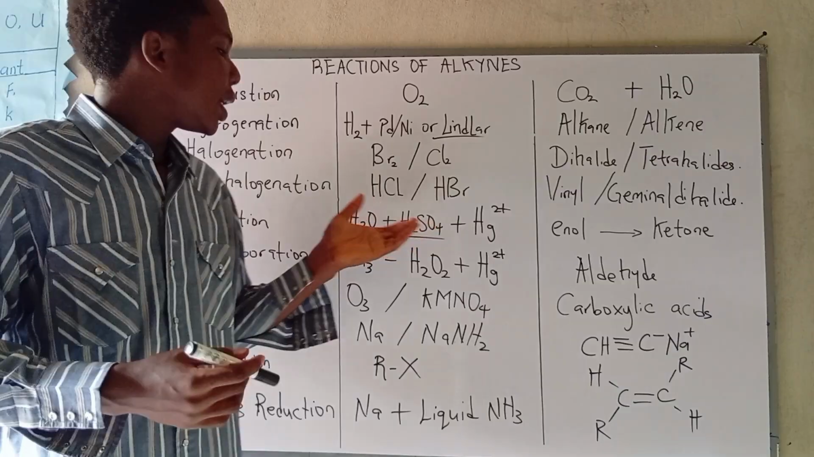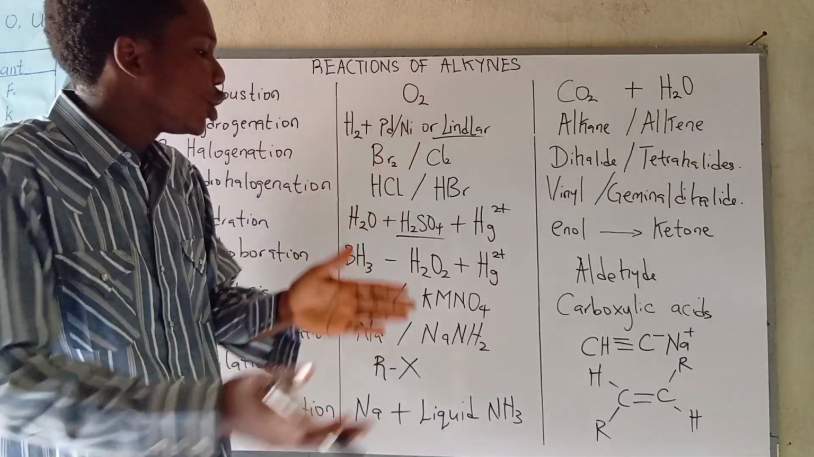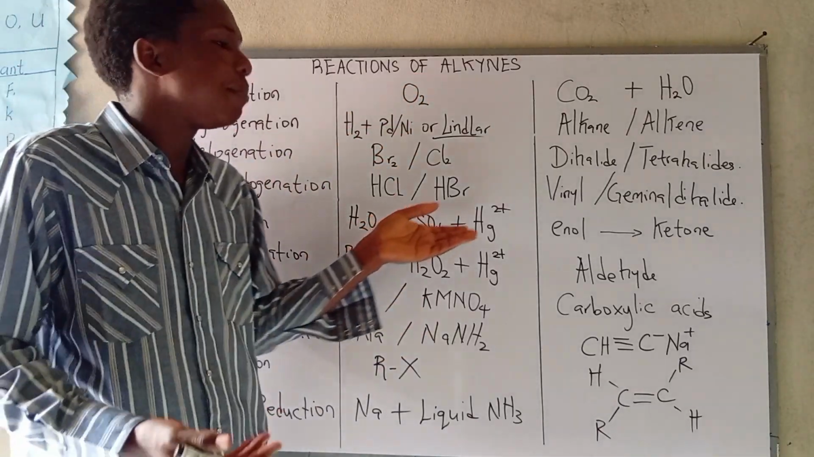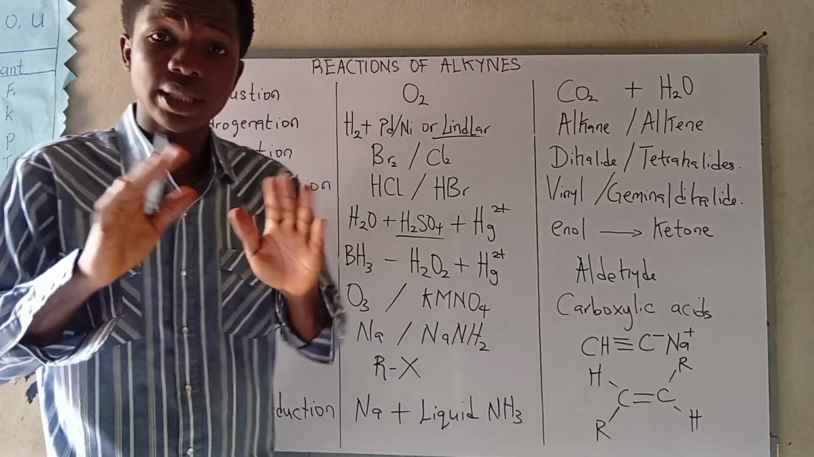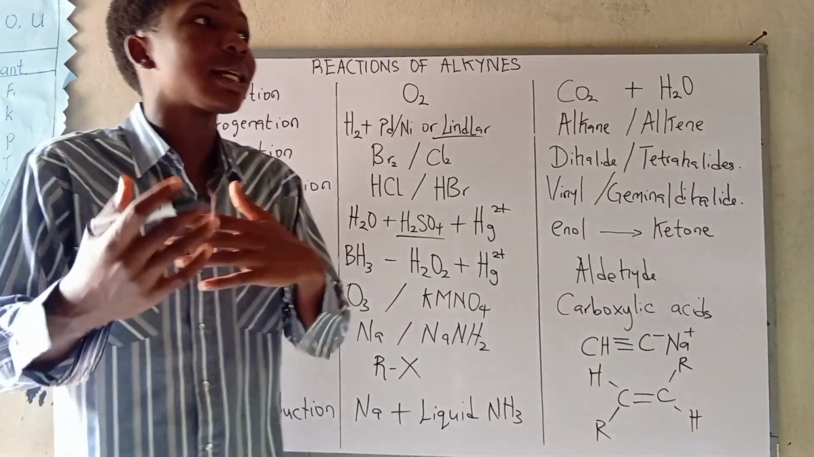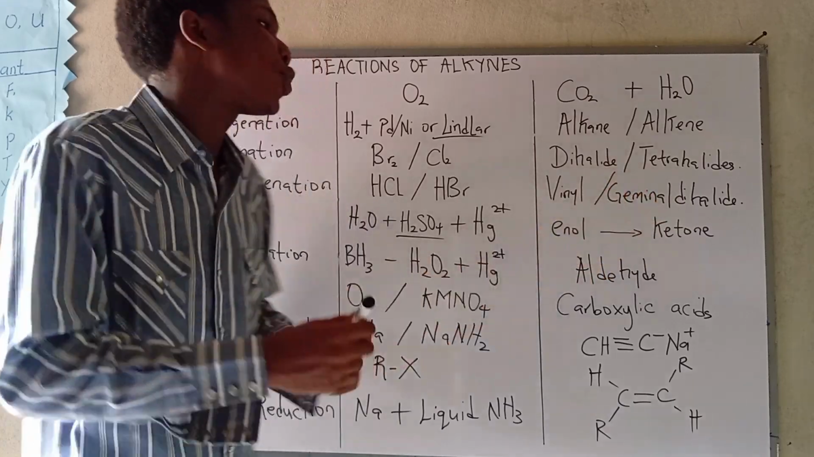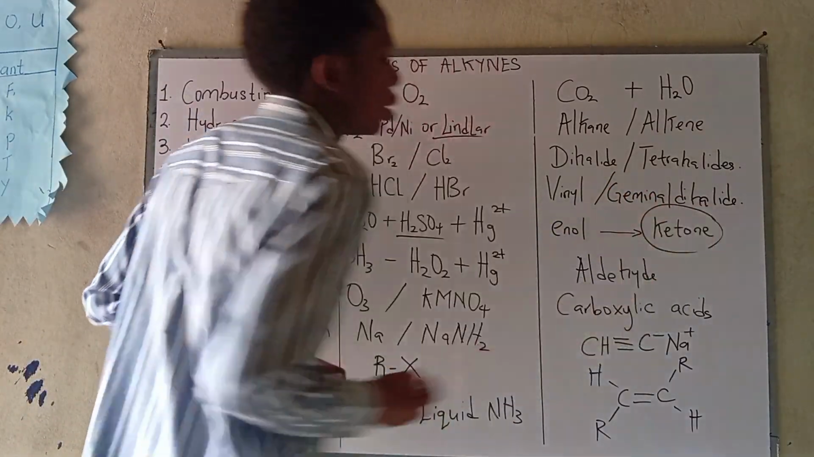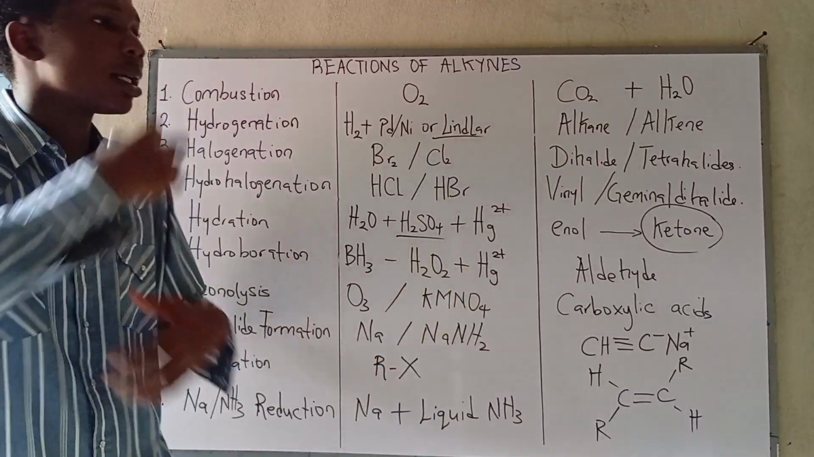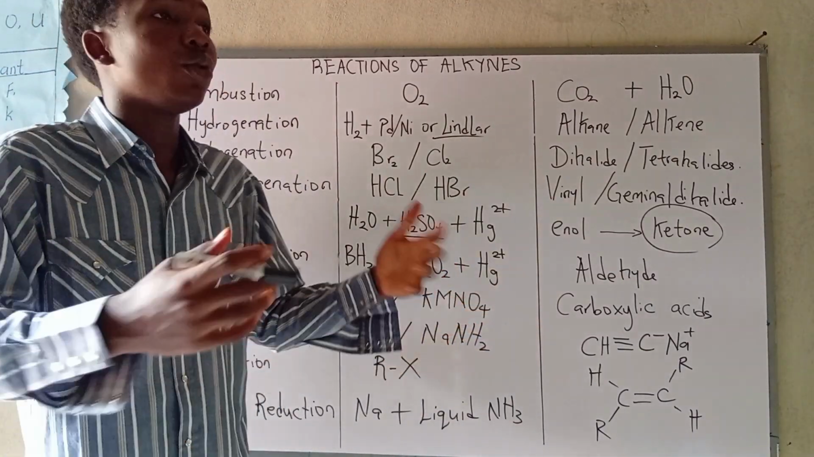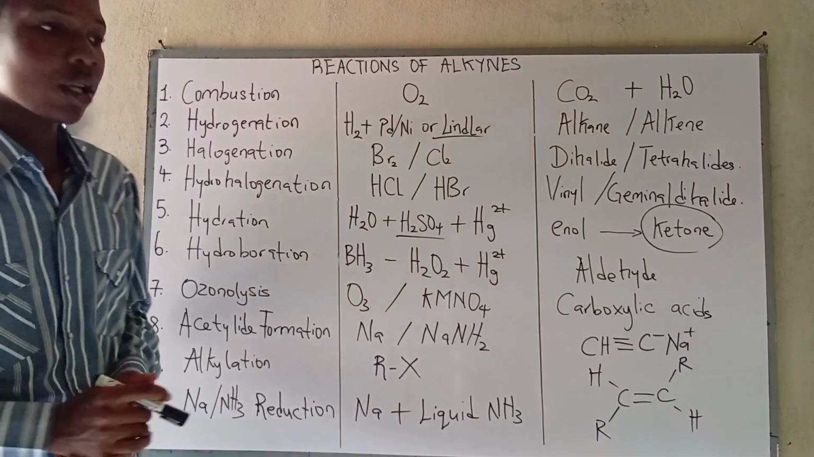So now, adding this water to an alkyne in the presence of a mineral acid and mercury, what are we going to get? An enol. But obviously, we all know that enols are not stable. They are not stable, so they undergo tautomerism to turn to a ketone. That ketone is actually our final product. This guy is not stable, it can't stay in this form. It has to undergo tautomerism, and to be able to stay comfortably, it has to change to a ketone. Okay, all right.